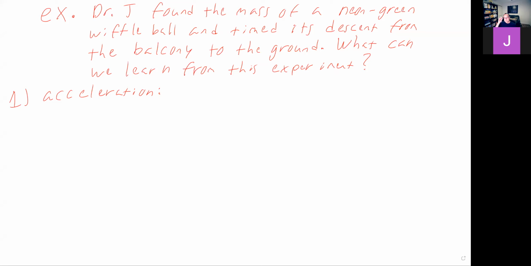Okay, so here's our example. I found the mass of a neon green wiffle ball, and timed its descent from the balcony to the ground. So what can we learn from this experiment? Well, the first thing we're going to discuss is acceleration.